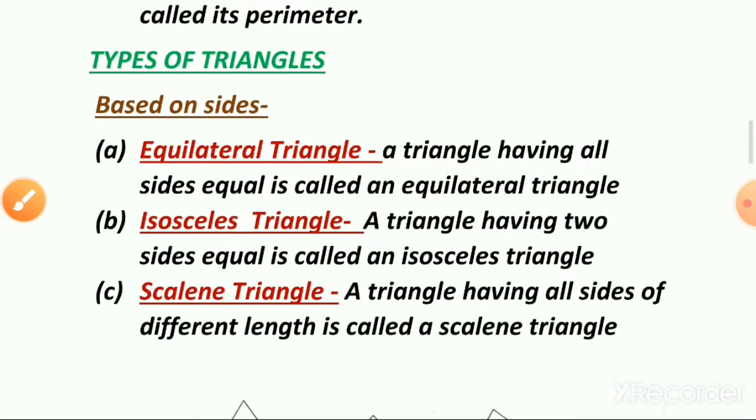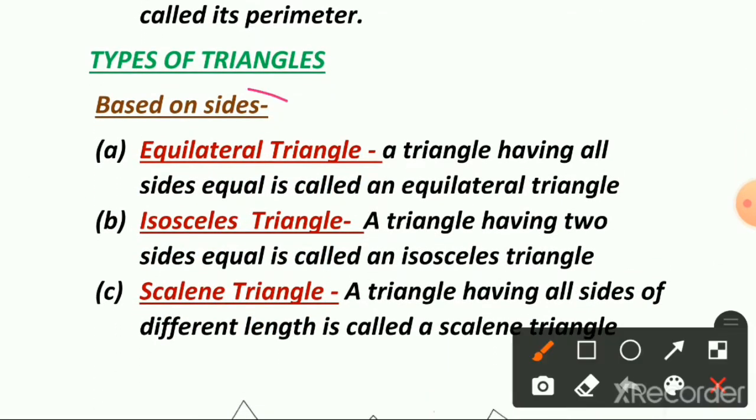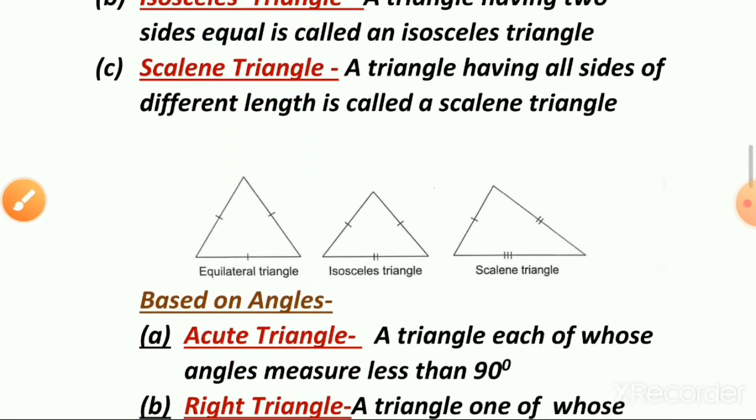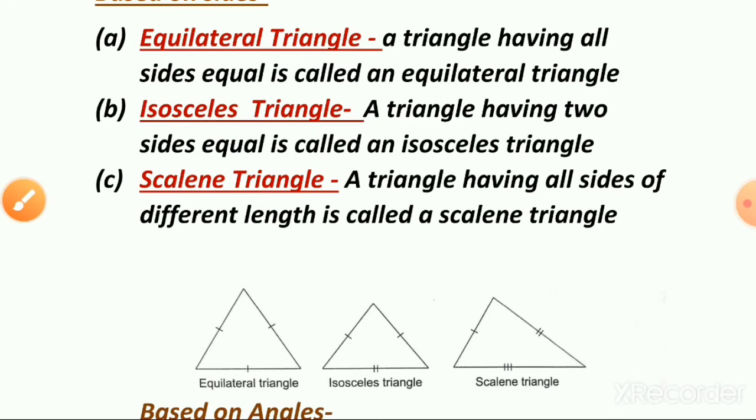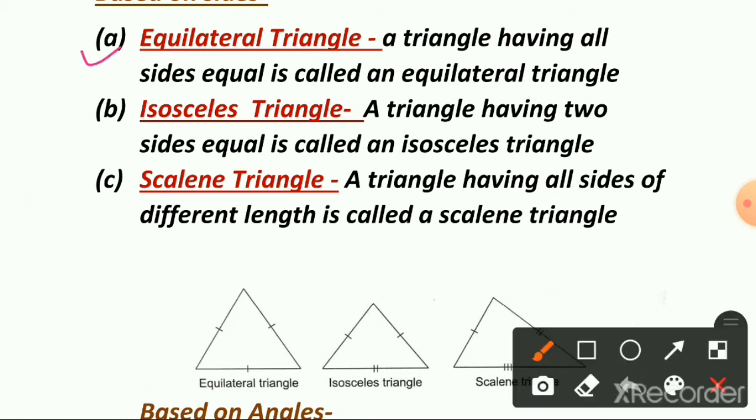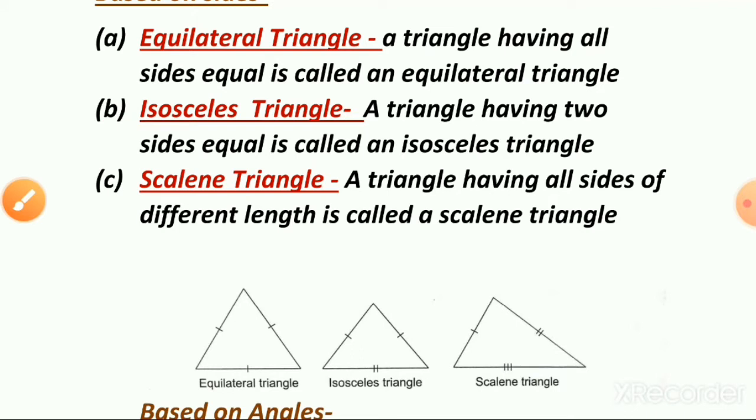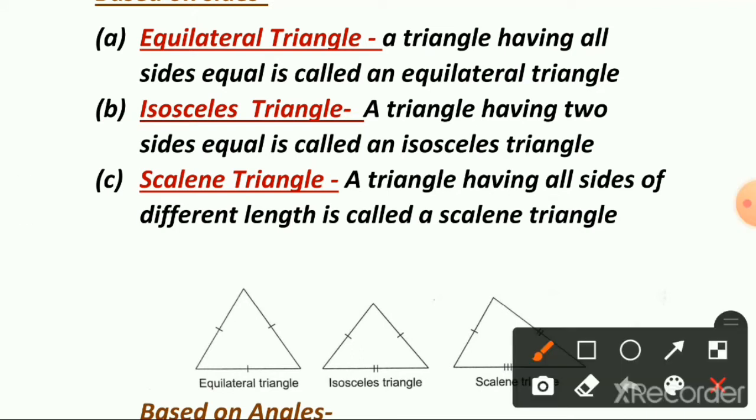Now different types of triangles. Triangles are classified based on their sides and based on their angles. On the basis of sides, we have to see the different names of the triangles: equilateral triangle, isosceles triangle, and scalene triangle. An equilateral triangle is a triangle which has all sides equal. Isosceles is one in which only 2 sides are equal, and scalene is one in which all sides are of different lengths.